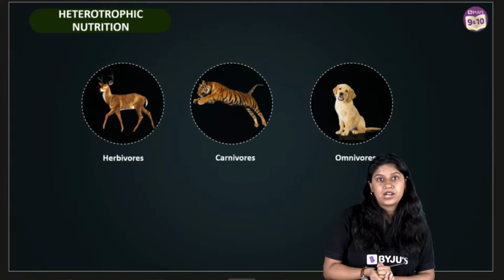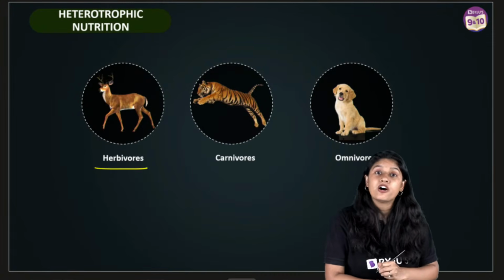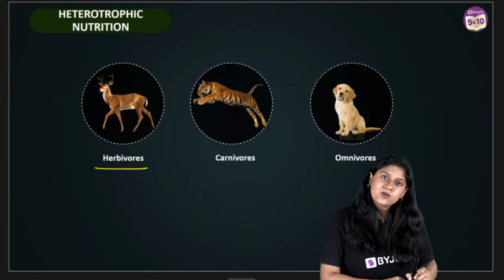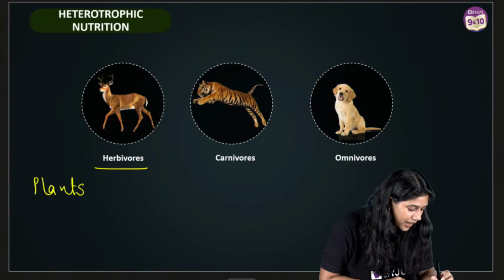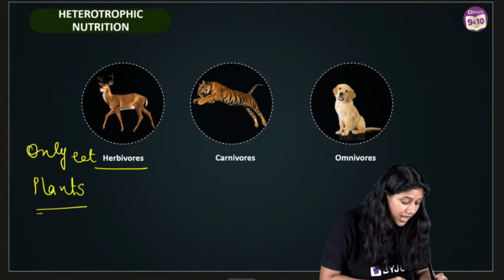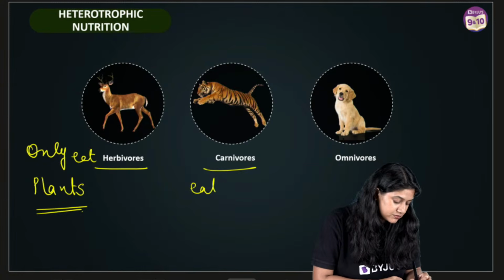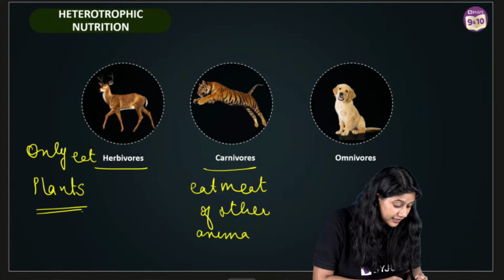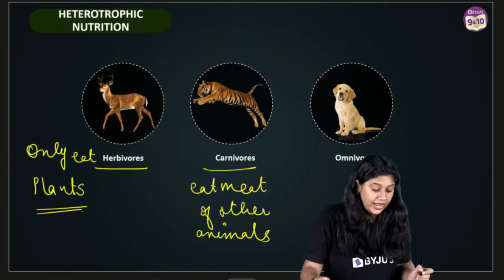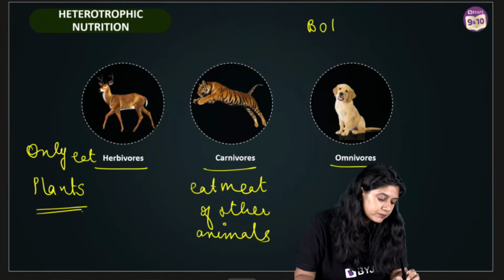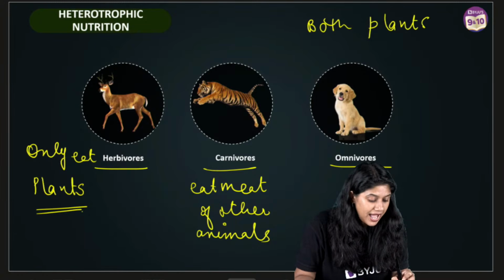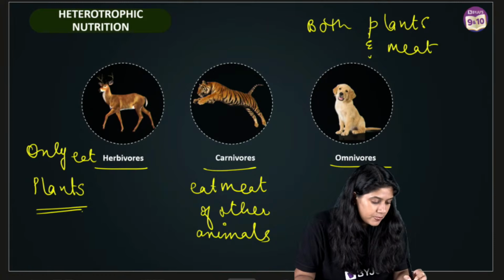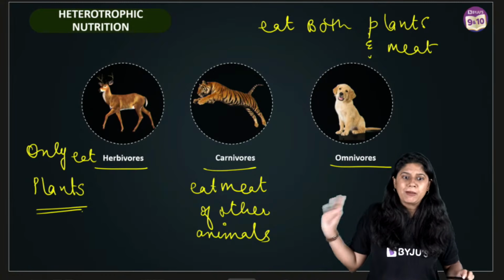Now, the animals, right, which eat plants are called herbivores. Everyone, are we clear? Right? Yes? I'm sure you all remember this. Herbivores are the animals which eat only plants. Only eat plants. Carnivores eat meat. Right? Eat meat of other animals, like lion and tiger are carnivores. Then we have the omnivores. Eat both the plants as well as the meat. Clear? So eat both. So I'm sure you remember this.